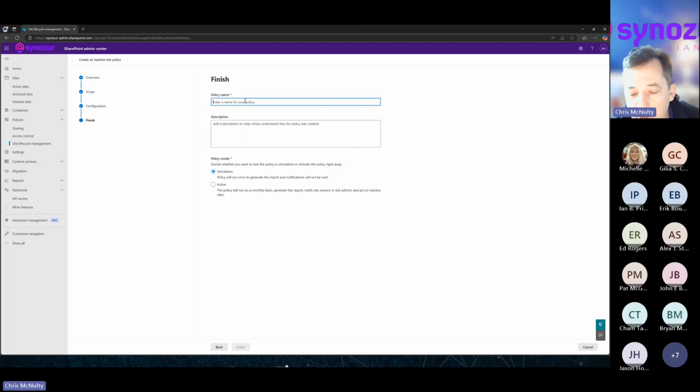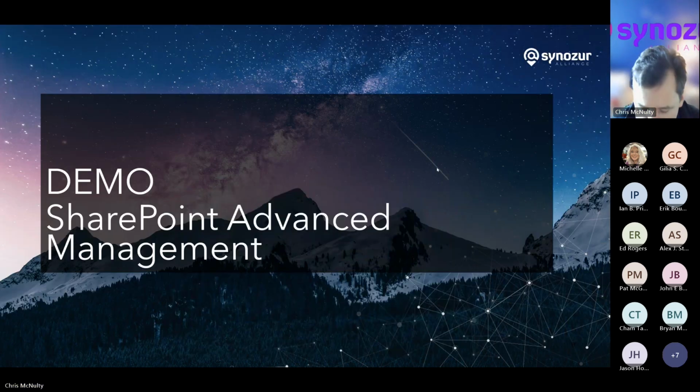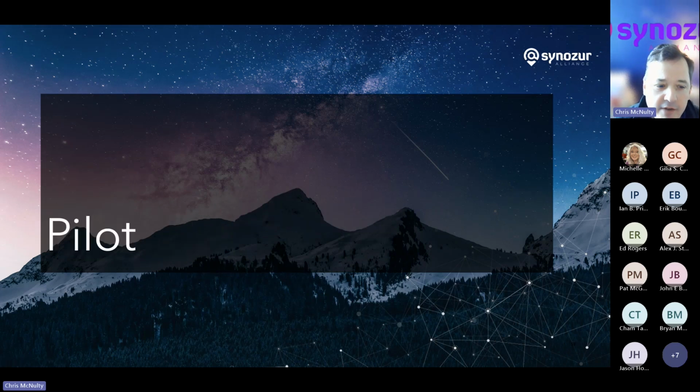So you can finish the policy and you have an option of running it in simulation mode. And in simulation mode, you'll get a report of the sites that are in scope, but no one's going to be alerted. And so that's a good step to take before you start to enlist those content owners to help you with what's going on. And there's a lot more that we can do in advanced management, but in the interest of time, we're not going to do a deep dive on all those things.